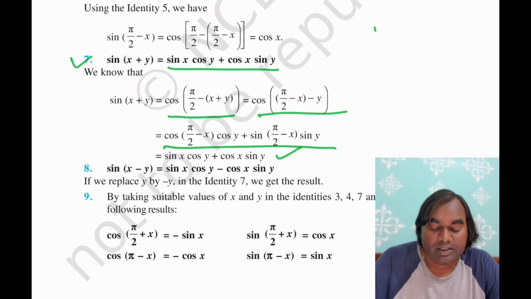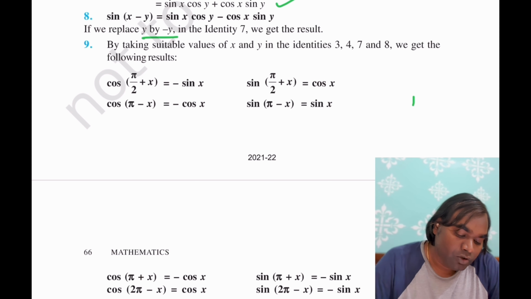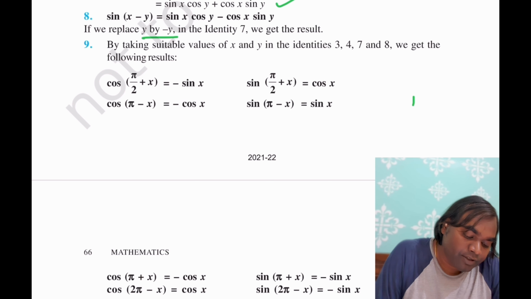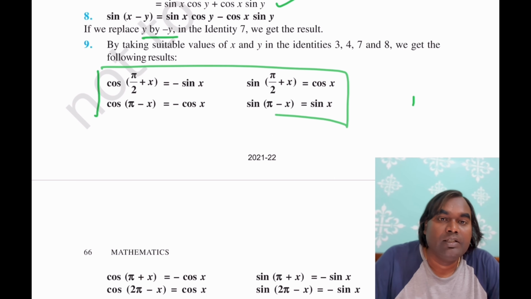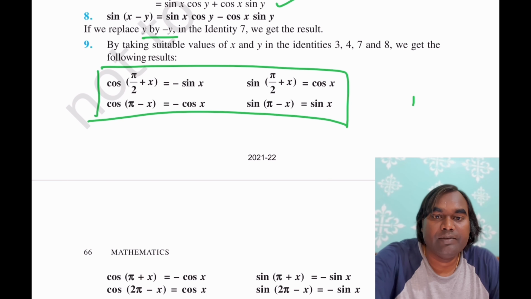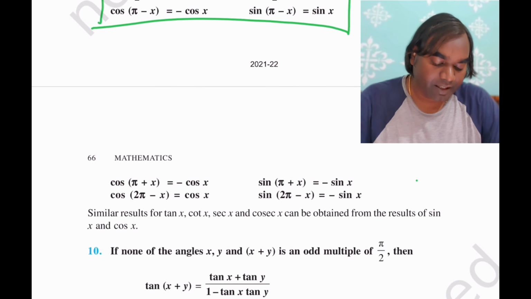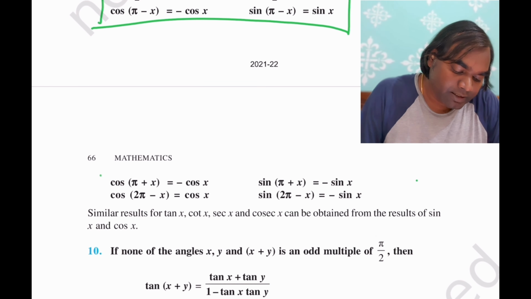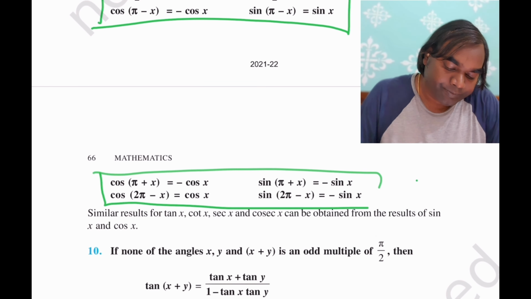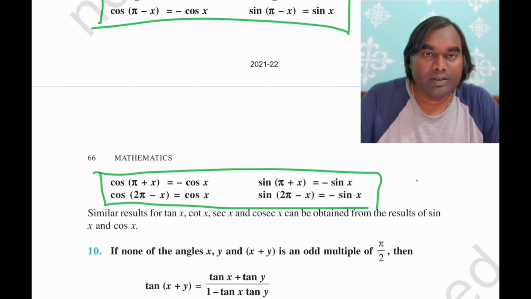By taking suitable values of x and y in identities 3, 4, 7 and 8, we get the following results. First of all, do you remember this relation? This is very important. So friends, you can remember all these identities. These are very important and will be helpful in solving many trigonometric problems.